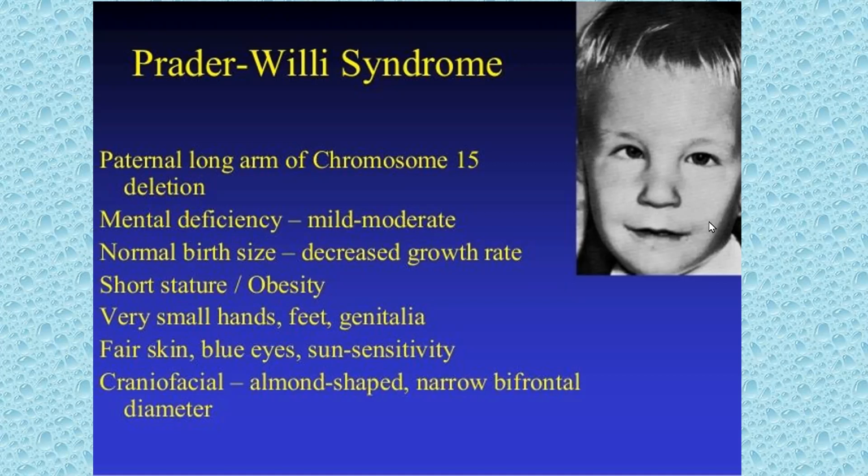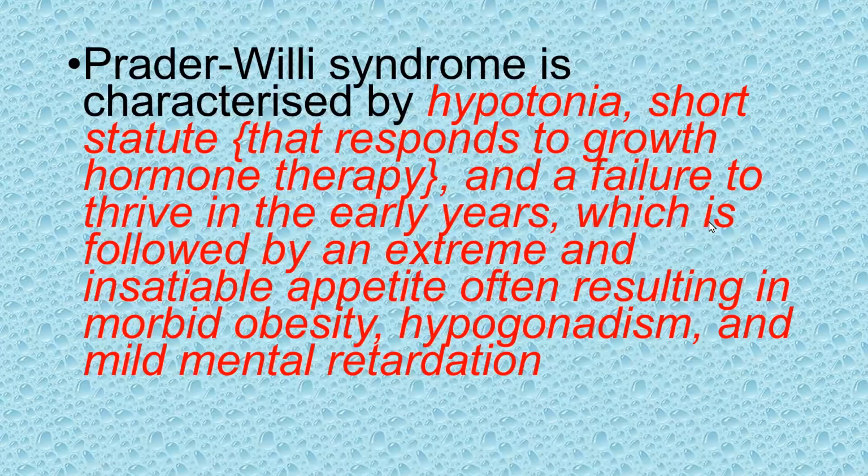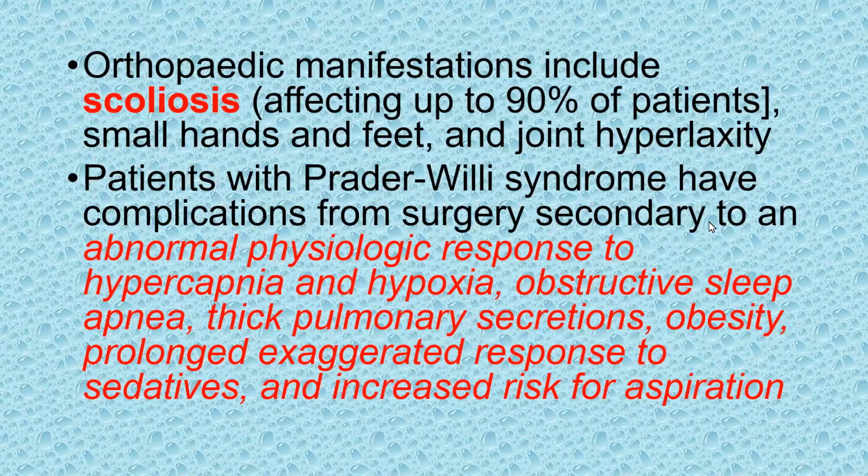It is characterized by hypotonia, short stature that responds to growth hormone therapy, and a failure to thrive in the early years, which is followed by an extreme and insatiable appetite, often resulting in morbid obesity, hypogonadism, and mild mental retardation. Orthopedic manifestations include scoliosis, which affects up to 90% of patients, small hands and feet, and joint hyperlaxity.